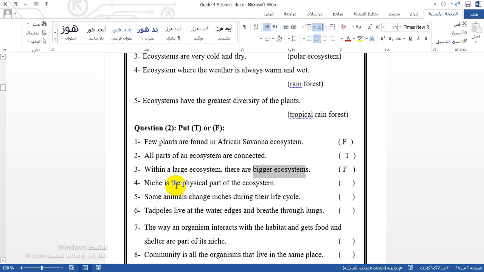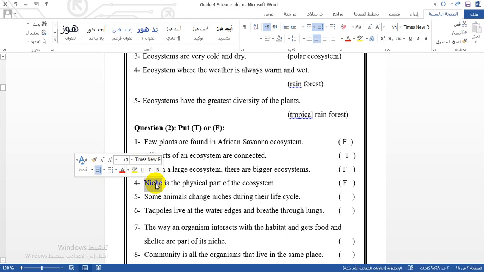Okay, guys, how the animals interact with each other. But if we say that this one is wrong, instead of niche we have to write habitat. Okay, guys, the habitat is the correct one about the physical part of the ecosystem. So I have to write here what? False, and the correct one, you have to cross this one or underline this one. Instead of niche, you have to write what?